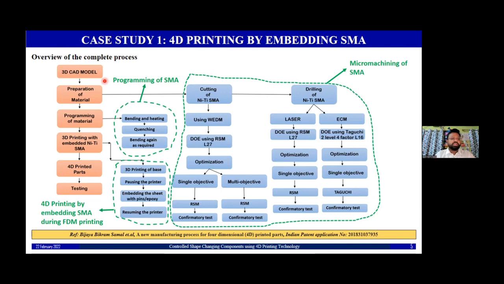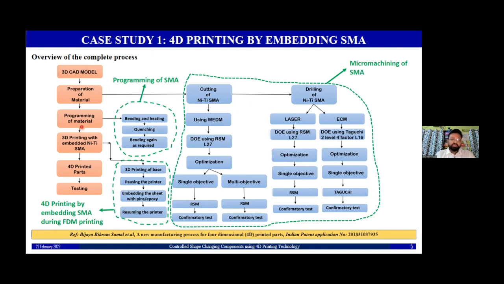Once the CAD model has been designed, we can go for the preparation of the material. For our experimentation, we are using a shape memory alloy. For preparation, we can use cutting, drilling, milling, and all kinds of micro machining processes. For our experimentation, we have used a wire cut EDM to cut the nickel titanium shape memory alloy, and for drilling, we have used laser micro machining and electrochemical micro machining. Once this preparation of the material is done, we can go for the programming of the material.